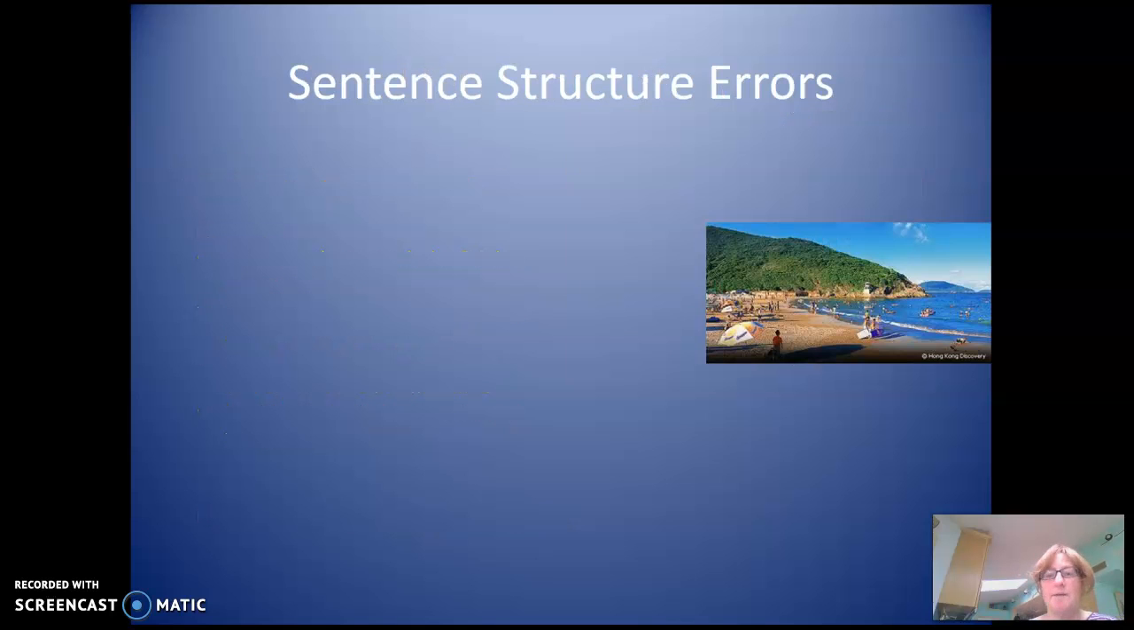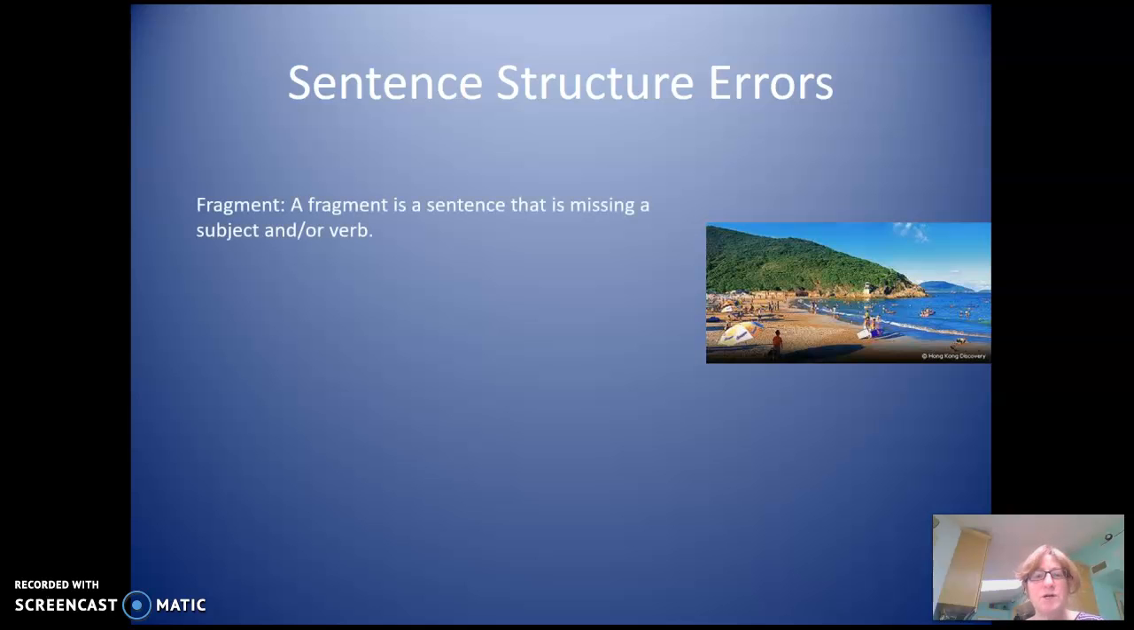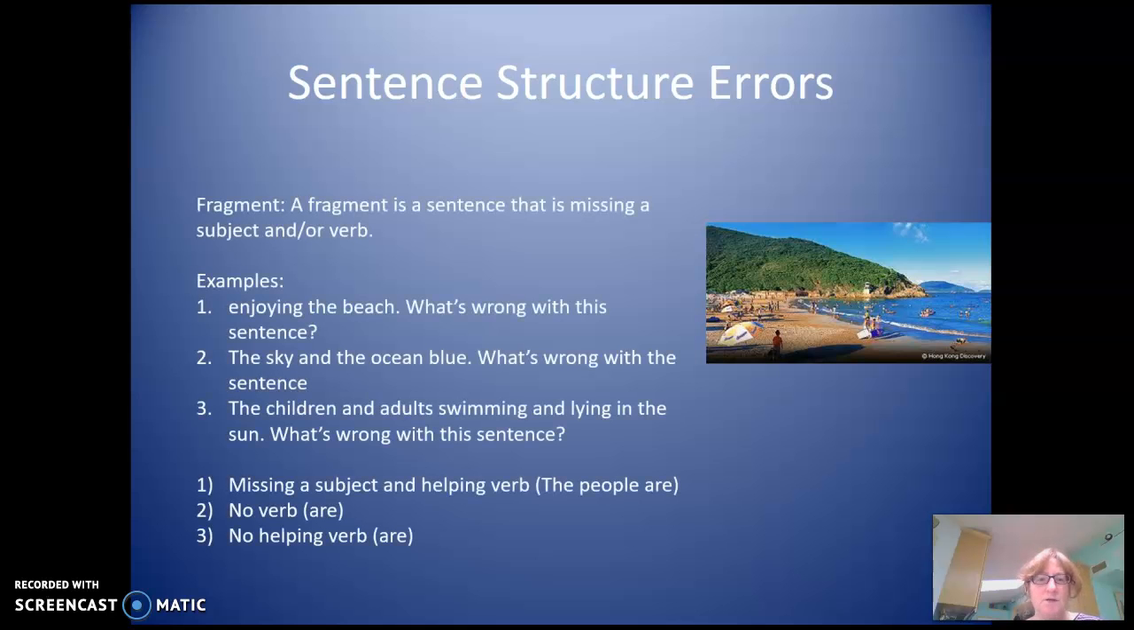So let's look at some of the common errors that we make in sentence structure. We're going back to that beach scene. So we have a fragment. A fragment is a sentence or clause that is missing a subject and/or a verb. Enjoying the beach. What's wrong with this? There's no subject. There's no helping verb. You could say the people are enjoying the beach. The sky and the ocean blue. Where's the verb? There should be a verb. The children and adults swimming, lying in the sun. There's no helping verb. There should be are swimming and lying. That's a fragment.